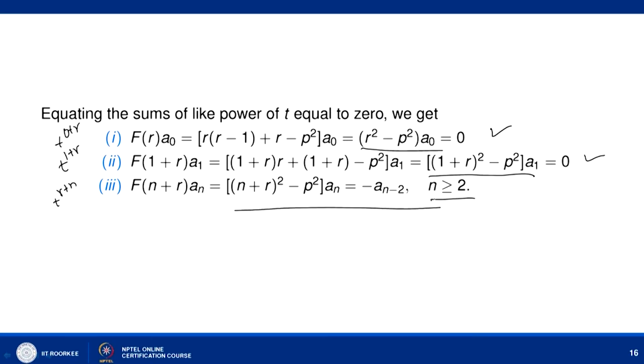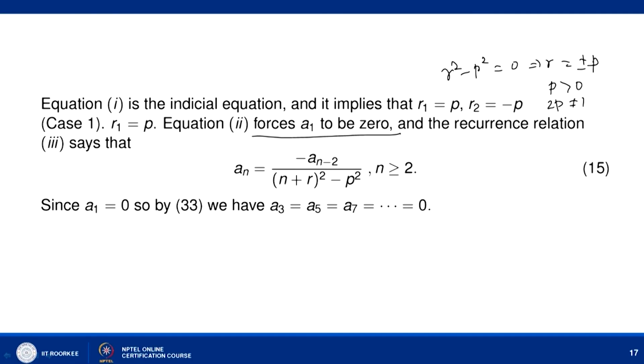If you look at the recurrence relation, it will give you the values of an in terms of a(n−2). So you can write an as minus a(n−2) divided by (n + r)² − p², and this expression is valid for n greater than or equal to 2, where r is equal to p. We can observe here, since a0 is non-zero and a1 is equal to 0, a3, which is given in terms of a1, has to be 0.